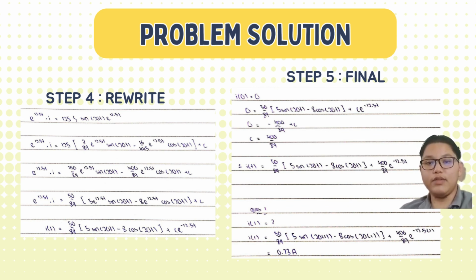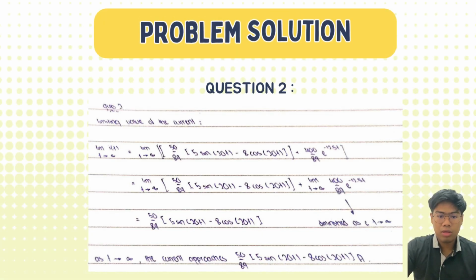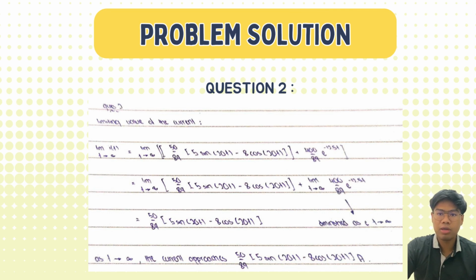So from there, we can solve the first problem, which is to find the current after 1 second, which is simple. All we need to do is just substitute the value 1 into the equation. So we got 50 over 89 times 5 sine 20 times 1 minus 8 cos 20 times 1 plus 400 over 89 times e power of 12.5 times 1. By solving that, we will get the final answer, which is the current after 1 second is equals to 0.73A or 0.73 ampere.